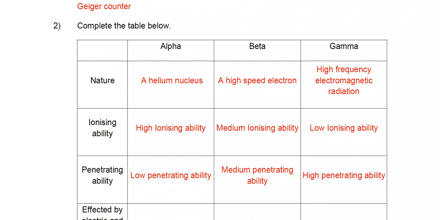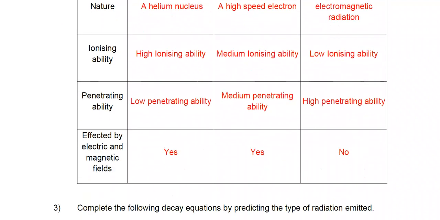Now this affects the penetrating ability because alpha particles interact with matter so effectively that it acts like a brake, and they have low penetrating ability. They cannot penetrate into matter very deeply. Beta again is medium, and then finally gamma, because it's not really interacting much with the material as it's passing through, has a high penetrating ability into matter.